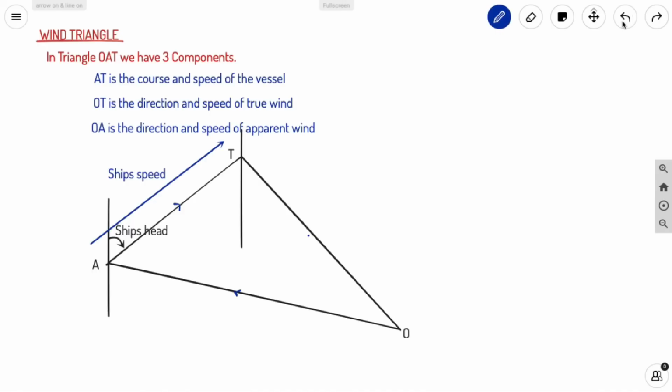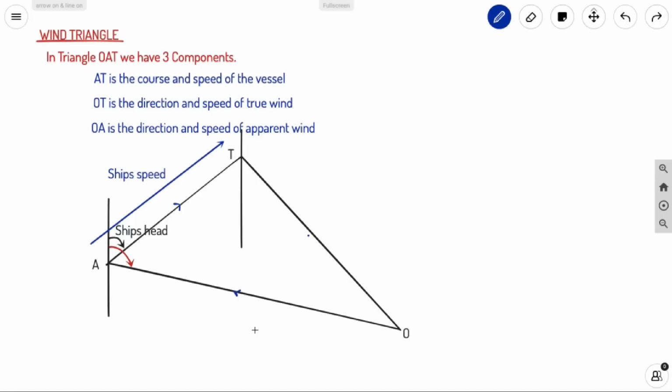Next thing is our O to A. As I said, wind is always named from where it is coming. That means even though it is going from A to O, we are not naming it as 135 in this direction. We will not be naming it where it is going. It is always named from where it is coming. That means it's always from O to A. The name is where it is coming from.